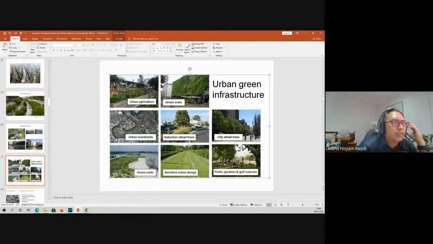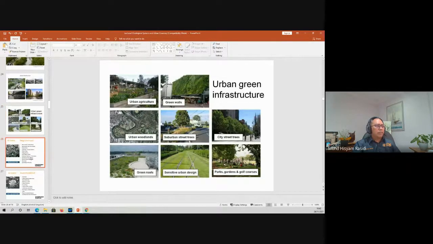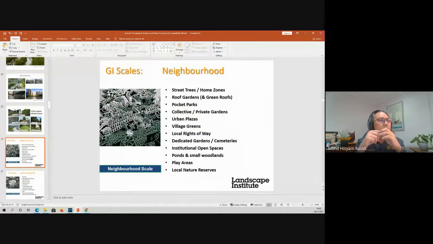So the green infrastructure can also be related to green wall development, urban agriculture, urban woodlands, suburban streets, parks, gardens, pocket spaces, right? Natural resources like rivers, lakes, mountains can also be integrated via urban green infrastructure. And one of the approaches is that green infrastructure needs to be carefully connected with the existing streets, rooftops, pocket parks, private gardens, urban plazas, until these local natural resources.